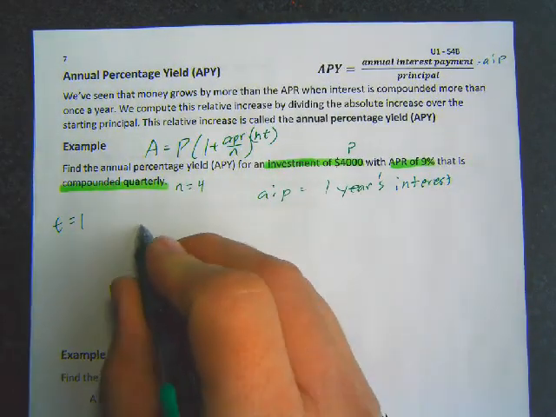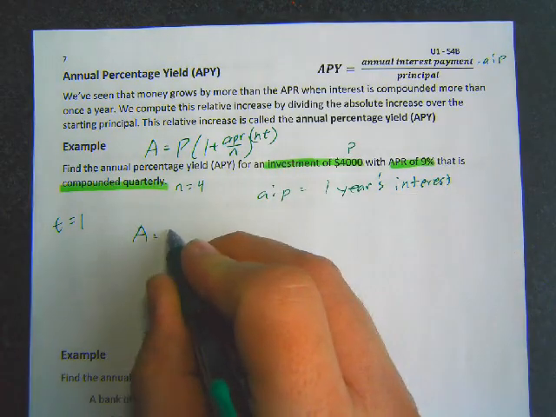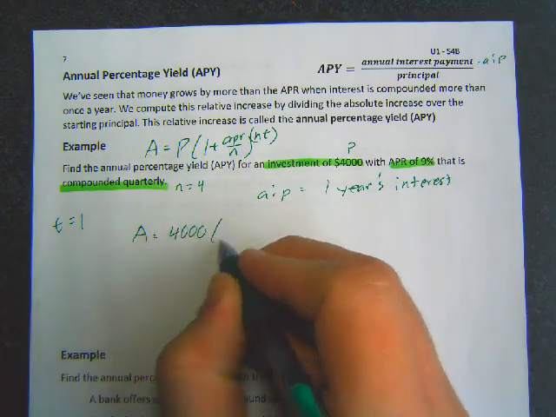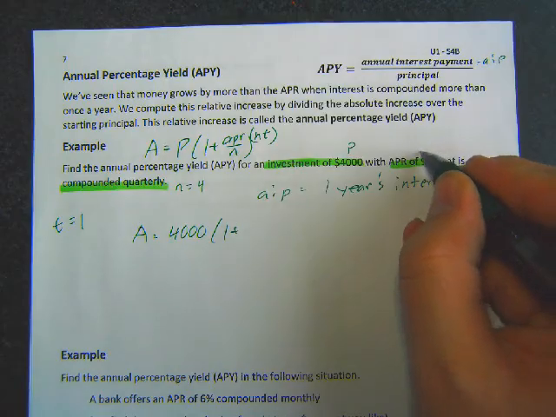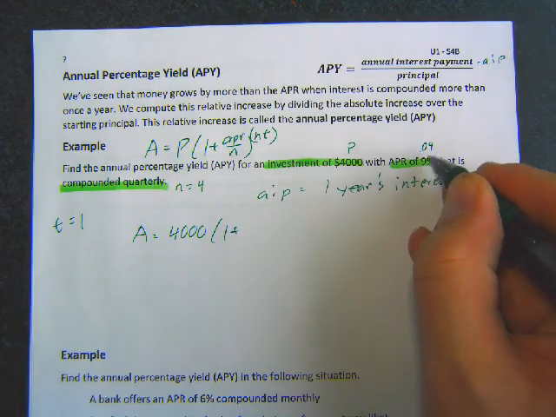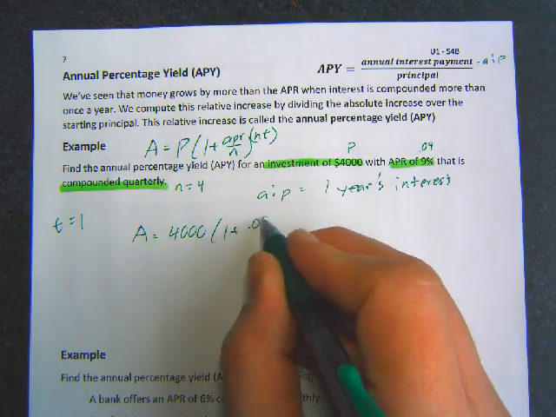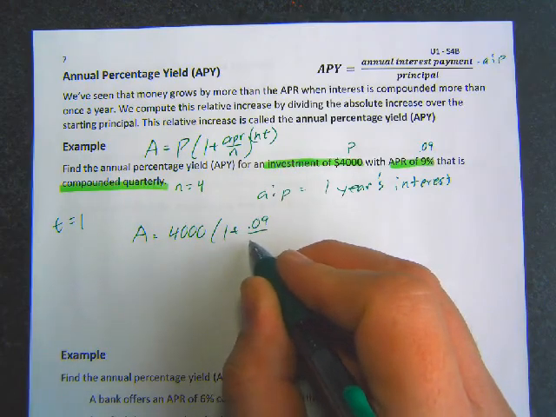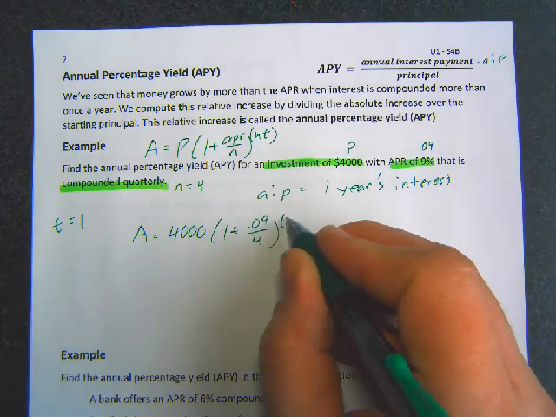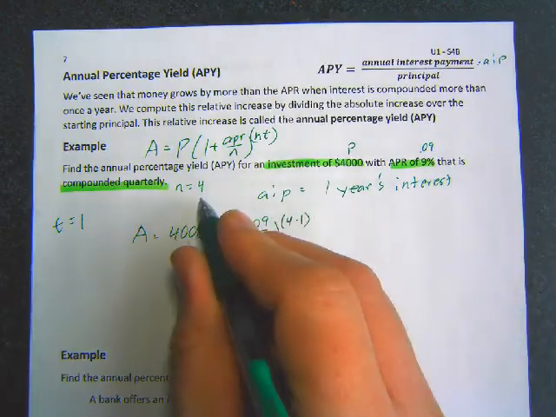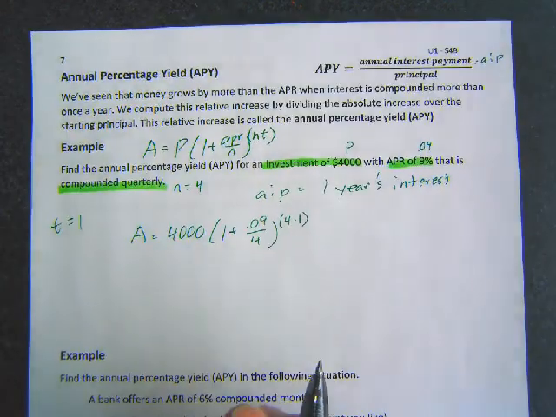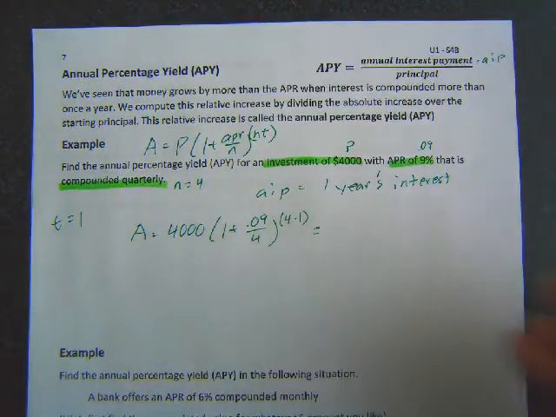So using this formula, we have our principal of 4,000 times 1 plus our APR, which is 0.09. Turn this percent into a decimal, so 0.09, over N, which is 4. The power of 4 times 1, because we're just doing 1 year in this case, because we want just how much it's worth after just 1 year.